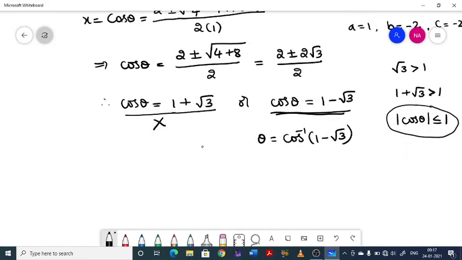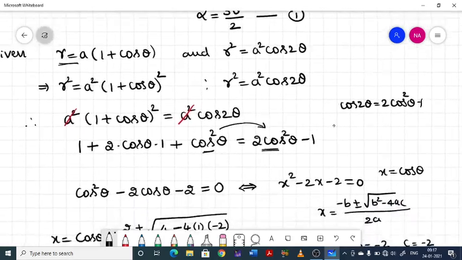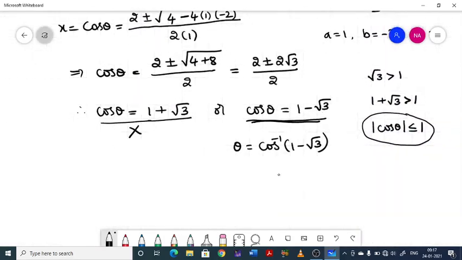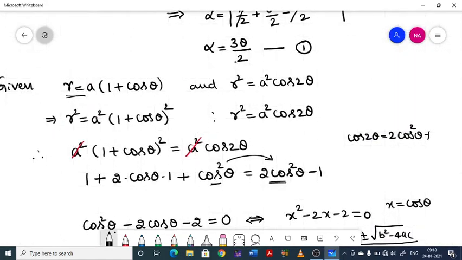So now what we had here, alpha equal to 3 theta by 2. So here I got cos theta equal to 1 minus root 3. There is much simplification needed. Cos theta equal to 1 minus root 3, or you can stop here only, theta equal to cos inverse of 1 minus root 3. Then you can substitute the value of theta in the problem statement. Not problem statement, here in equation 1. So substituting for theta you get the answer.